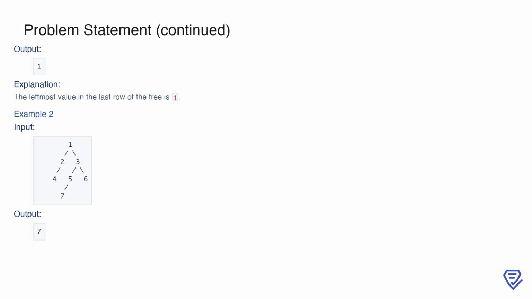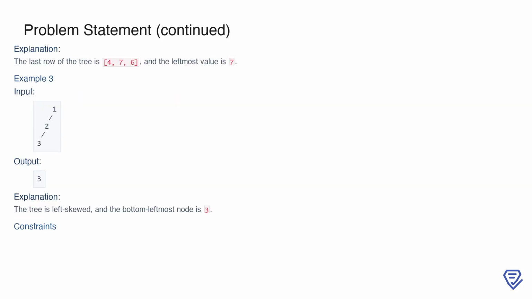Now, consider another example where the tree is larger. The root node has a value of 1, with 2 children, 2 on the left and 3 on the right. The left child, 2, has its own left child with a value of 4. On the right subtree of the root, the node with value 3 has 2 children, 5 on the left and 6 on the right. Finally, there is a node with value 7, which is the left child of node 5.